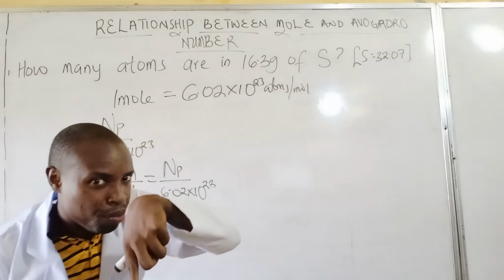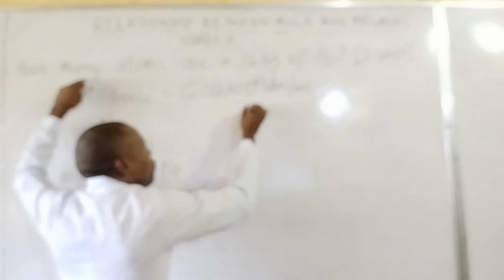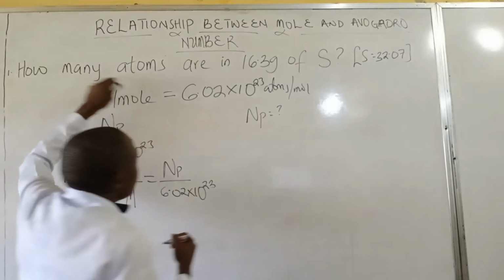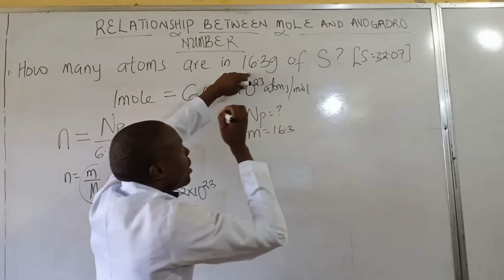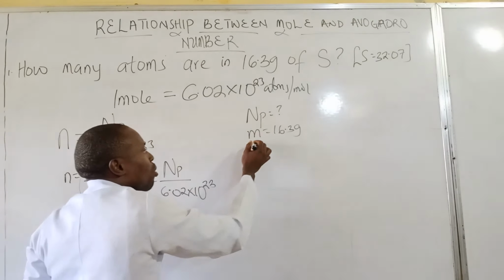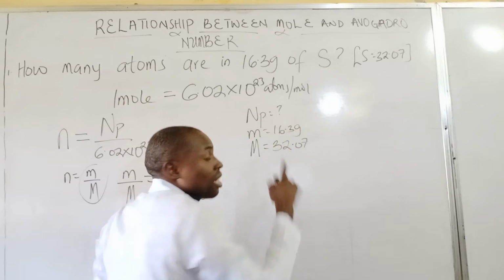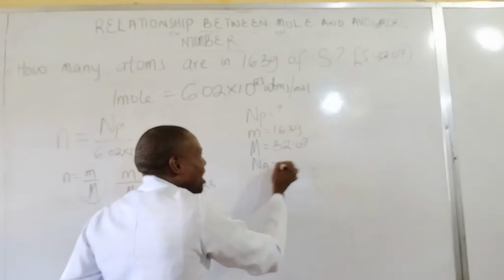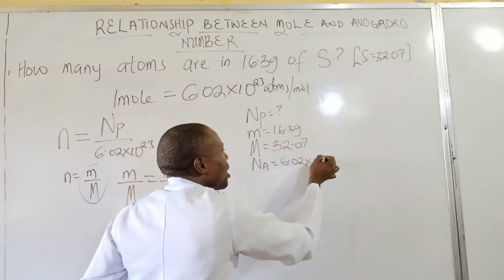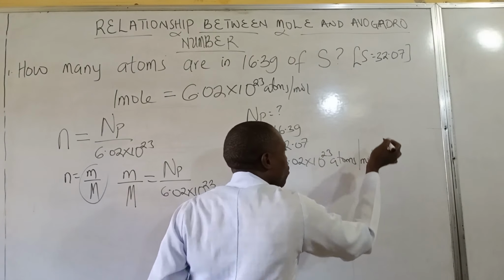Now the question: how many atoms are in 16.3 grams of sulfur? How many atoms means I am looking for Np. I was given the mass, 16.3 gram, and the molar mass of sulfur is 32.07 gram per mole, and your Na here, which is your Avogadro's constant, is in atoms per mole.